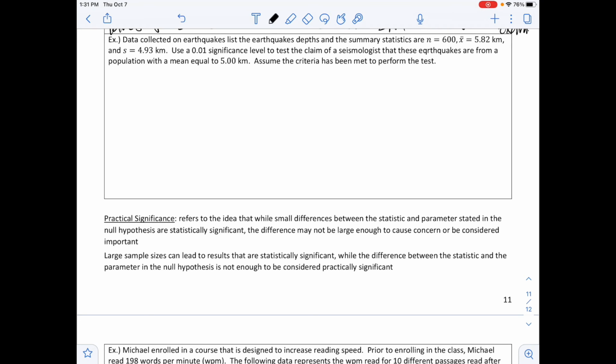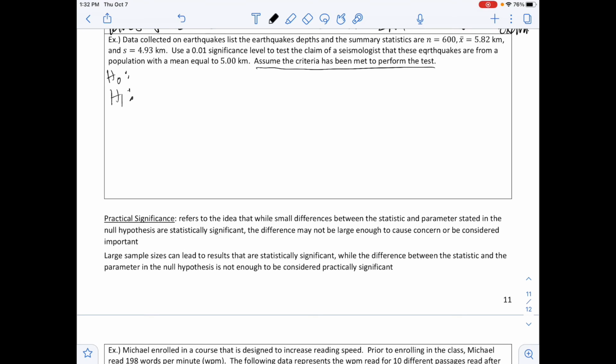The example right below this says, data collected on earthquakes lists the earthquake depths, and the summary statistics are, sample was 600 earthquakes, x bar is 5.82 kilometers, and our standard deviation is going to be 4.93 kilometers. So use a 0.01 significance level to test the claim that earthquakes are from a population with mean equal to 5 kilometers. And it says assume the criteria has been met to perform this test. And so first thing we need to do is state our null and our alternative.